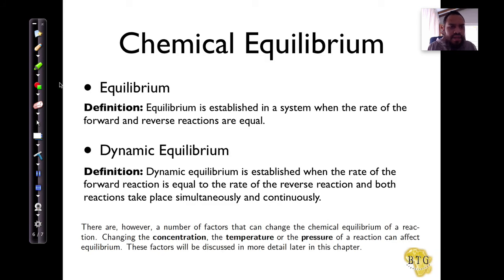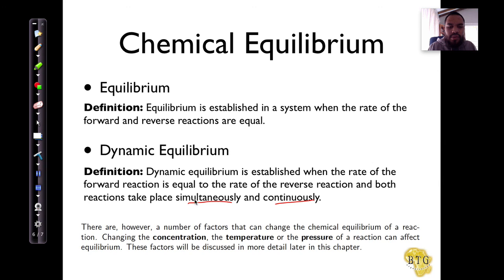Now we say dynamic equilibrium is simply equilibrium that is dynamic. So dynamic equilibrium is established when the rate of the forward reaction equals the rate of the reverse reaction, and both reactions take place simultaneously and continuously.